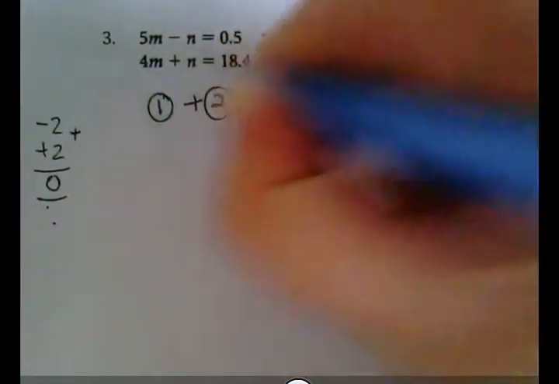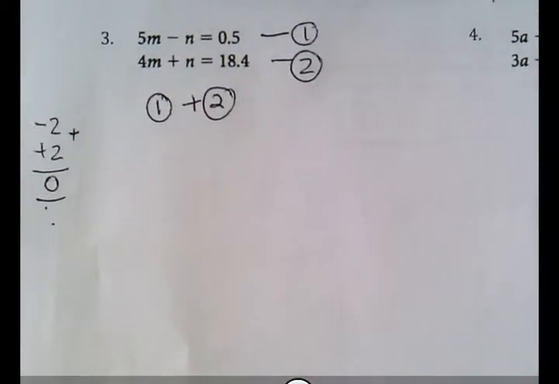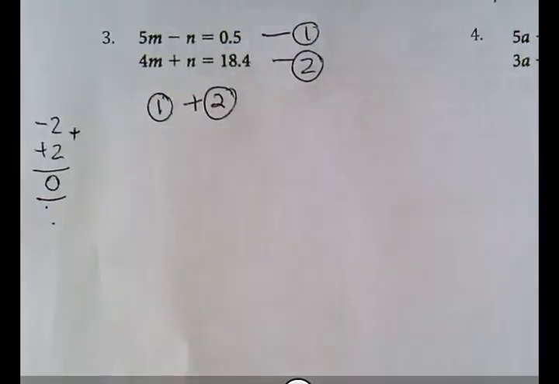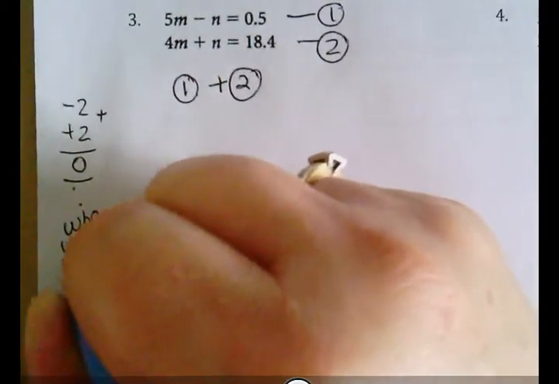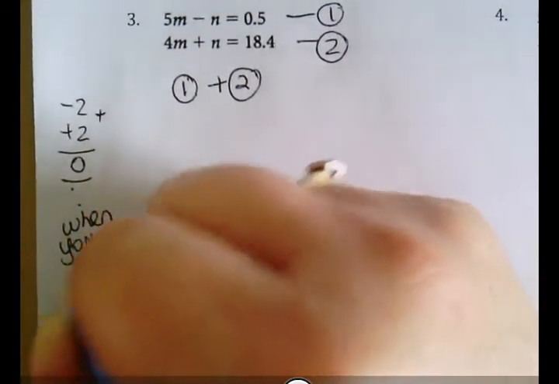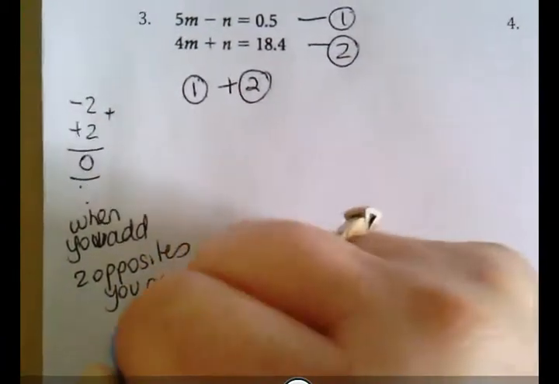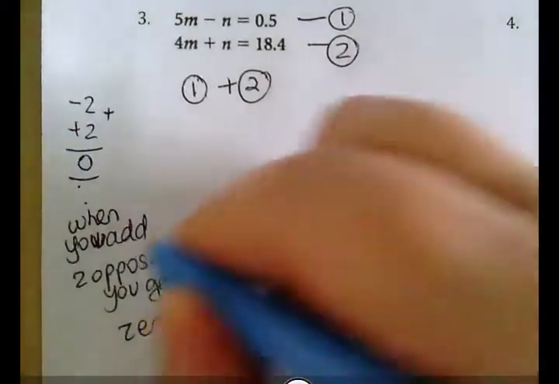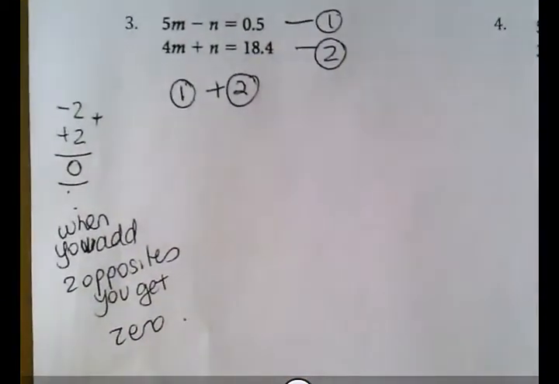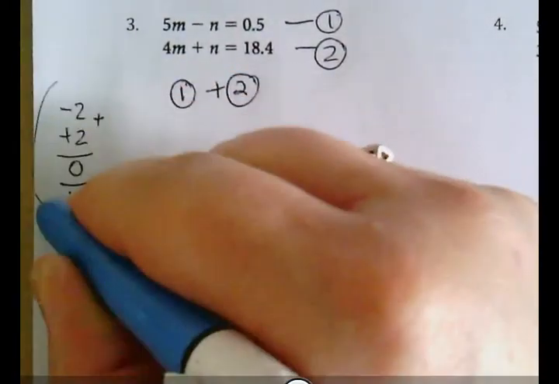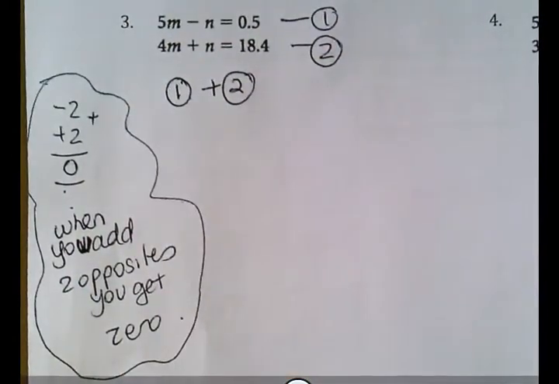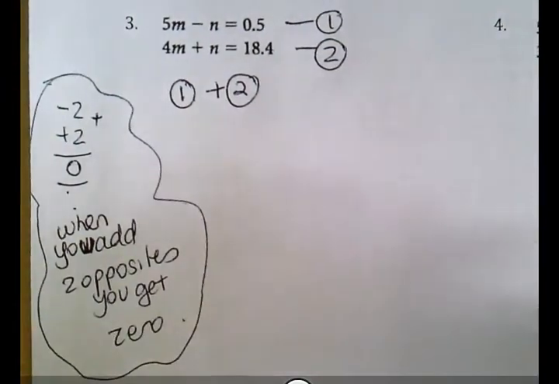It's equation 1 plus 2. So if two things are identical, you take them away from each other. If they're identical but opposite sign, when you add two opposites, you always get 0. That's why in this one you would add. So I'm going to add equations 1 and 2. I'm going to put a big plus sign here.